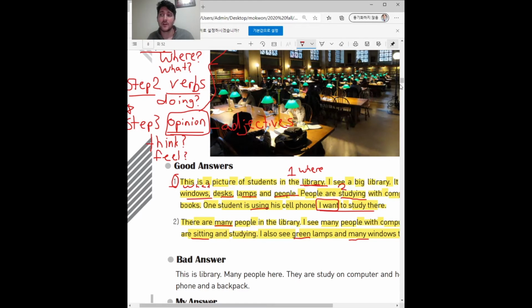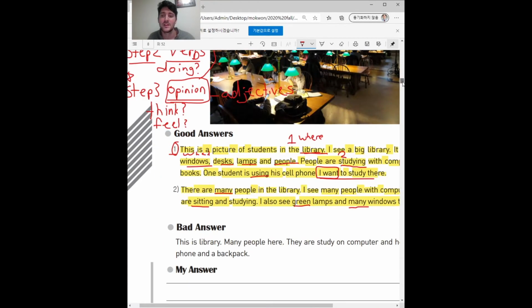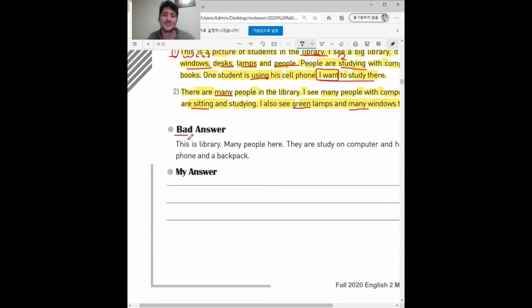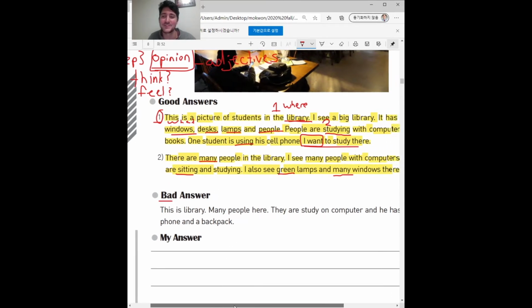So we have our nouns. Step 1, nouns. Step 2, verbs. Step 3, 의견. We can use adjectives, thinking, feeling. 그렇게 하면 돼요. There's also a 안 좋은 대답. Let's read this one. Why is this a bad answer? Let's try it.